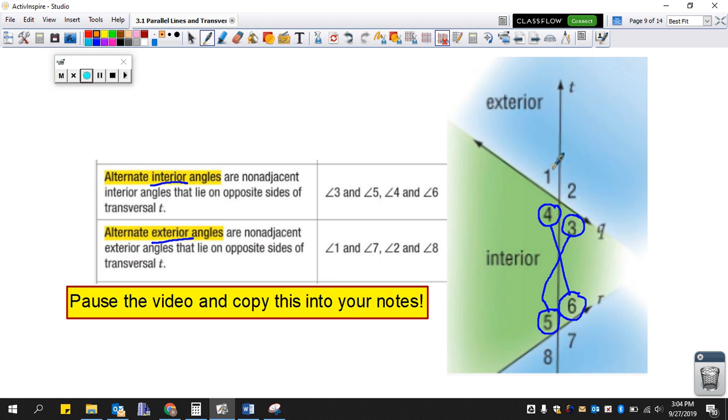Alternate exterior angles, well, 1 is on the exterior and it's on the left. 7 is on the exterior and it's on the right.